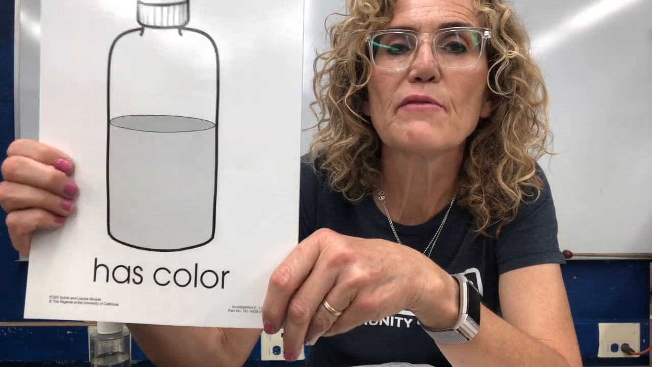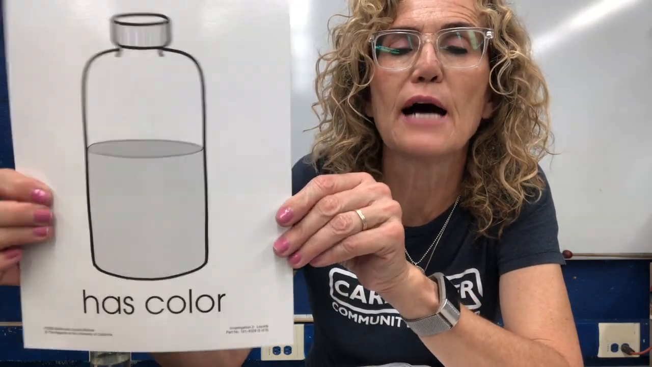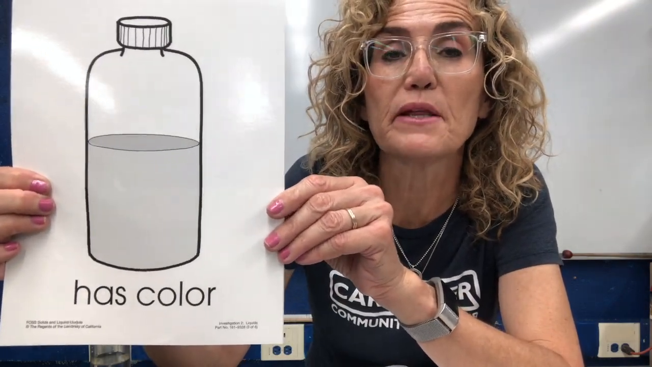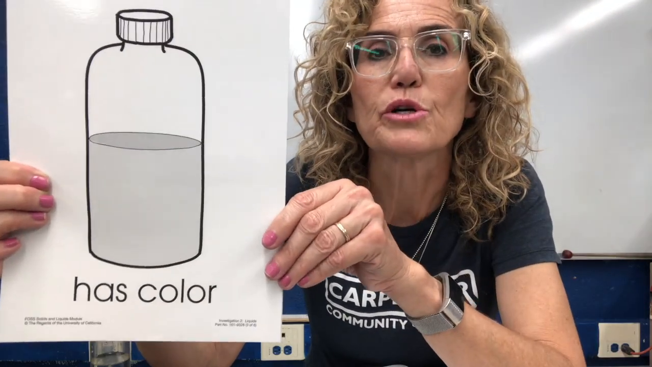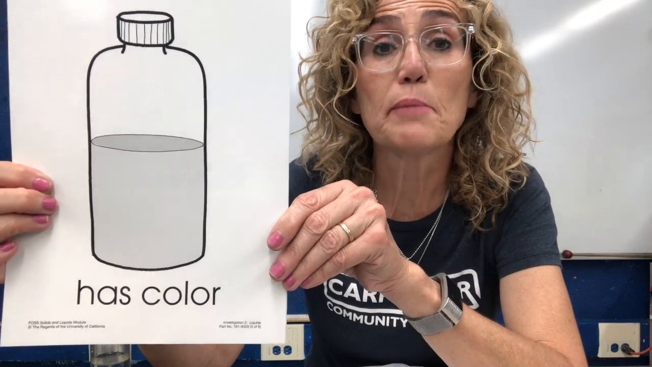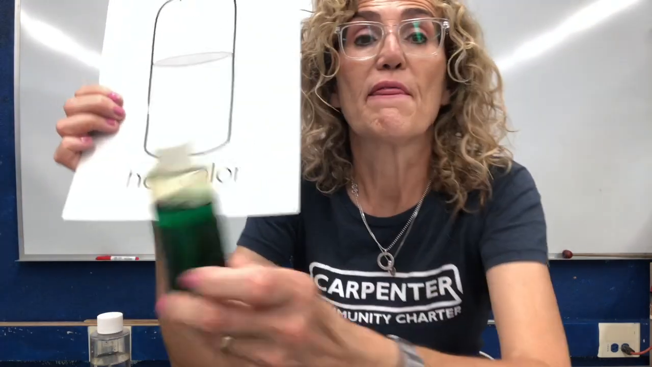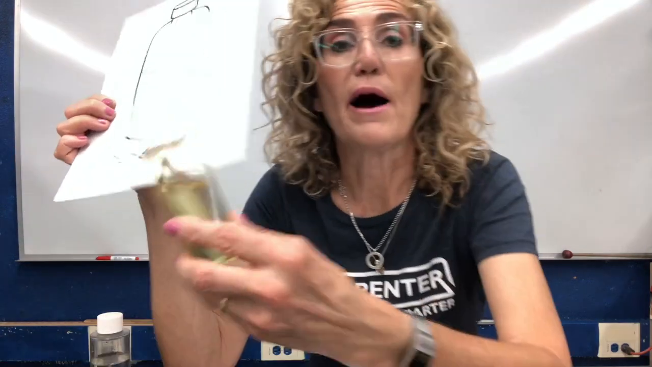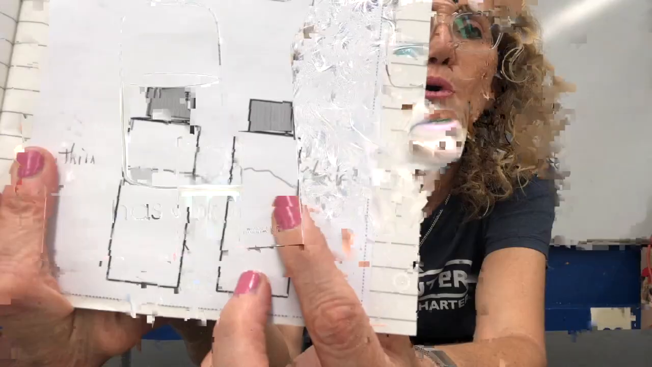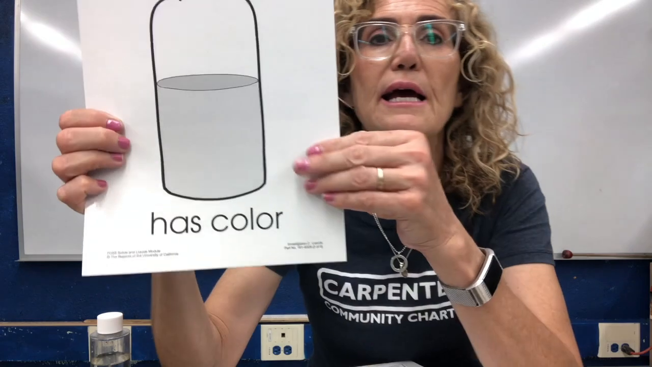Boys and girls, I have a couple of cards that describe some of the properties of some of the liquids that I want to share with you. And we might want to use some of these when we're talking about the liquids. So some liquids have color, right? This bottle of liquid had color. This bottle also has color, a different color, right? Okay.